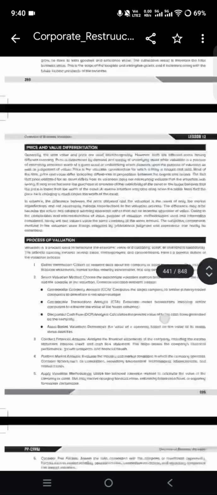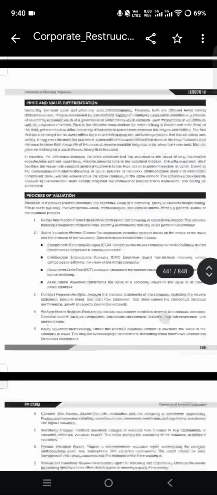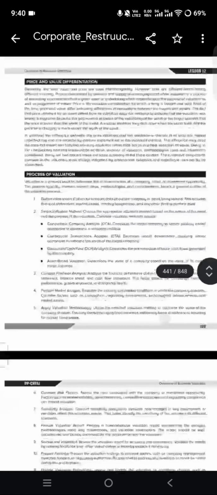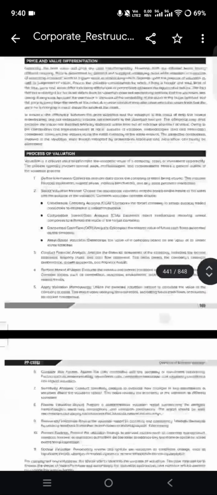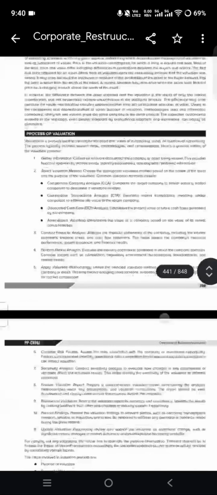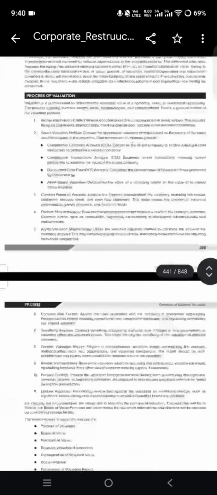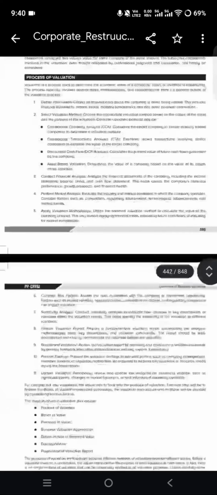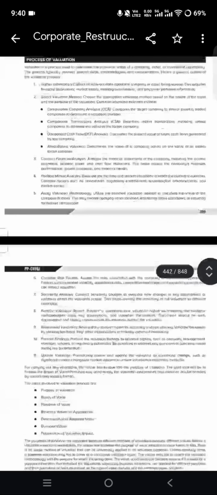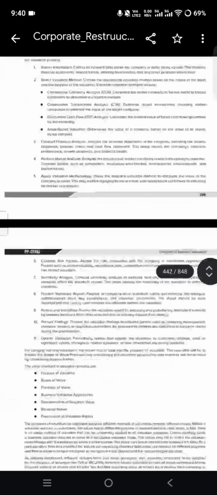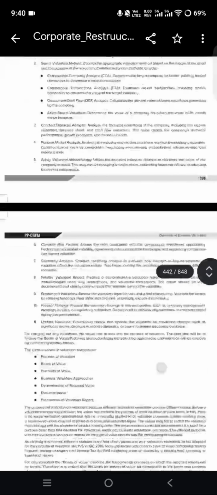Valuation requirements under different statutes in India. There are various laws in India which require valuation from professionals, for example, the Companies Act, IBC, Indian Accounting Standards, SEBI, Income Tax, and FEMA. So this table, once you go through it, shows the role of a registered valuer.